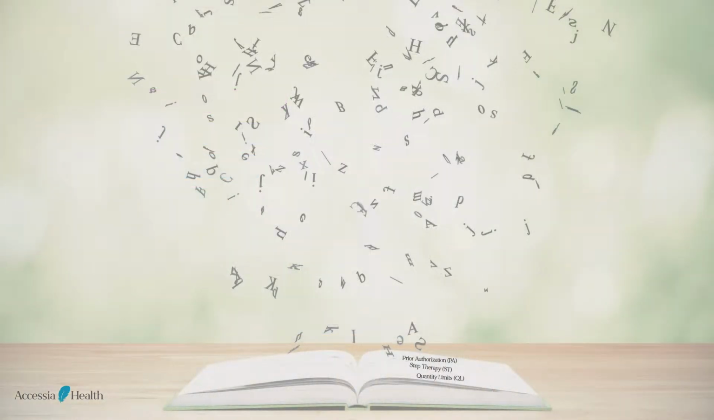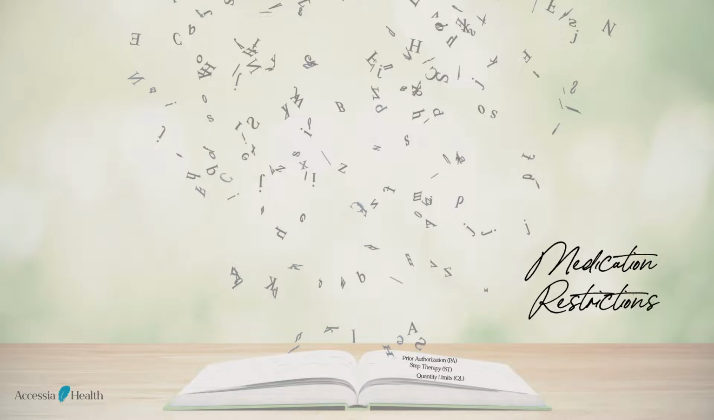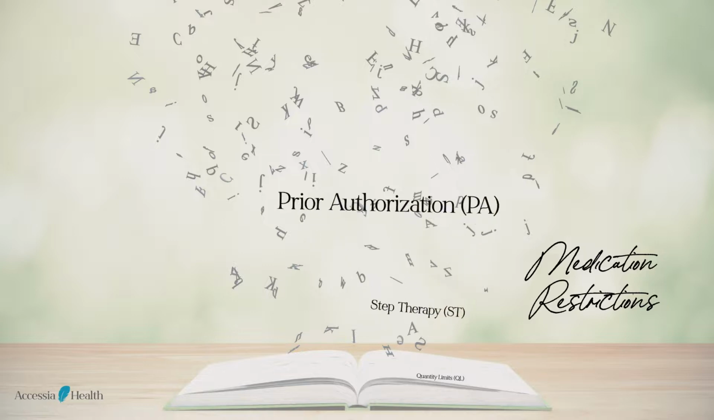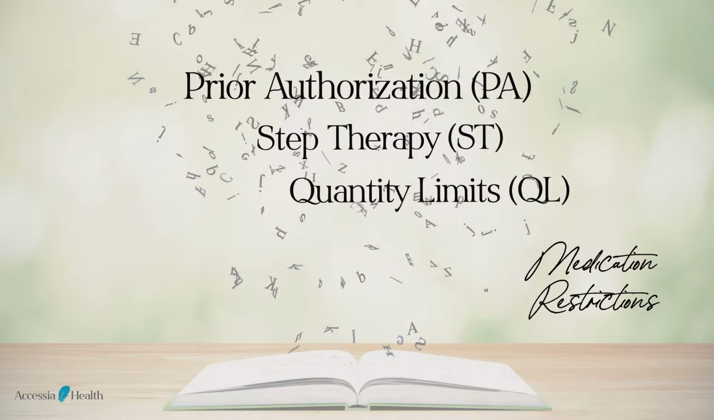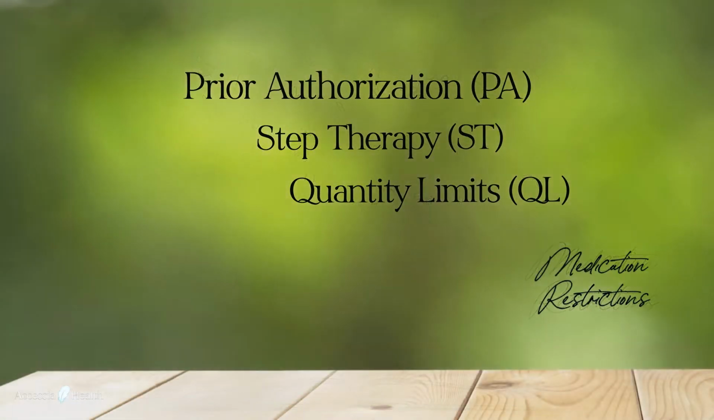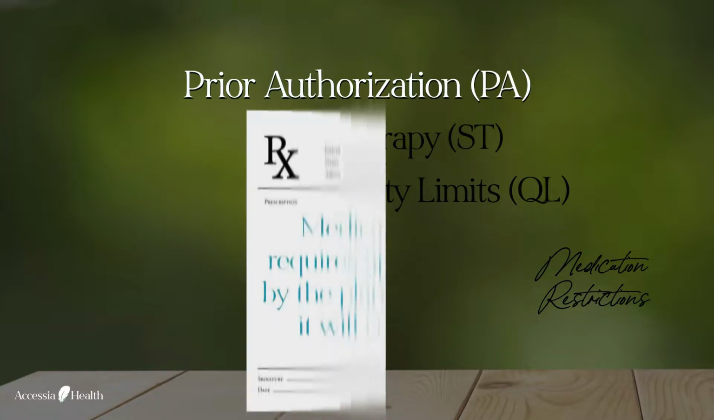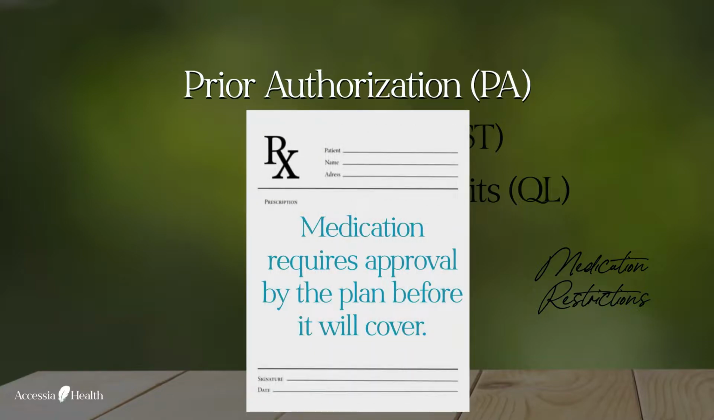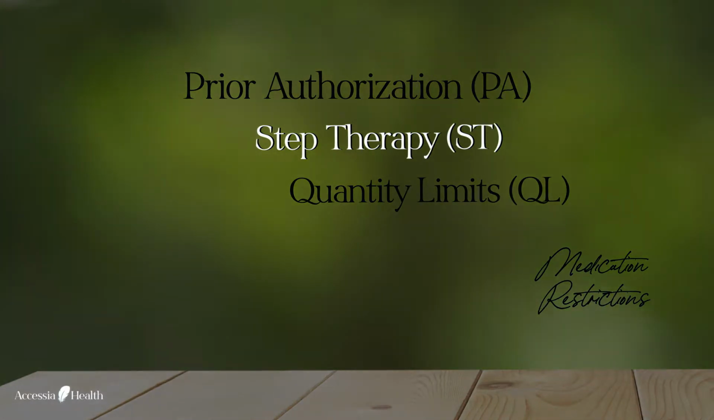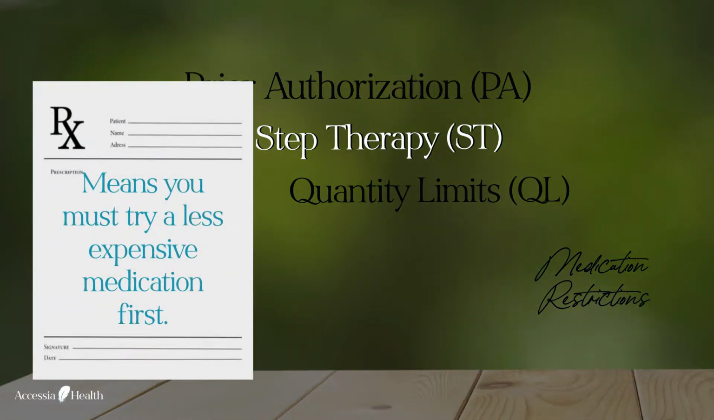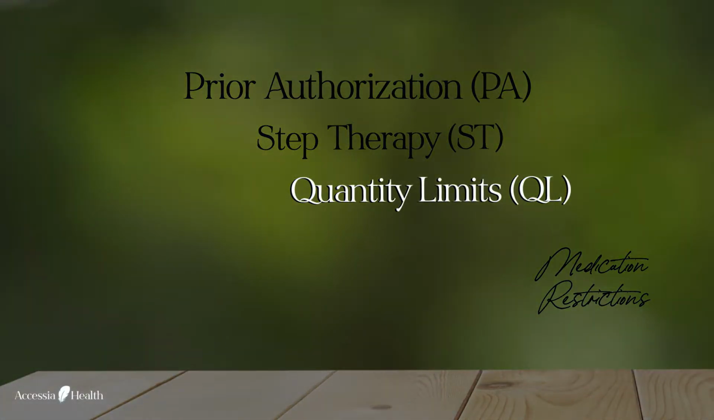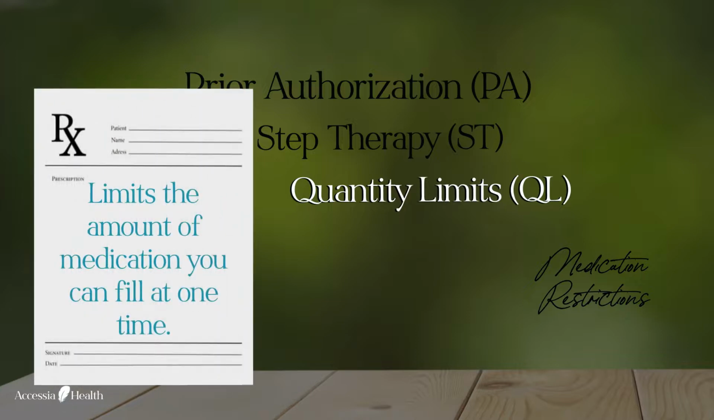Medications on the formulary may also have restrictions, which are additional requirements that must be met before the medication will be covered. Now, let's review the terms associated with those restrictions. You may see the abbreviation PA, which is prior authorization. This means coverage approval is needed by the plan. ST is step therapy. Step therapy means you must try a less expensive medication first. And QL is quantity limits. This limits the amount of the medication you can fill at one time.